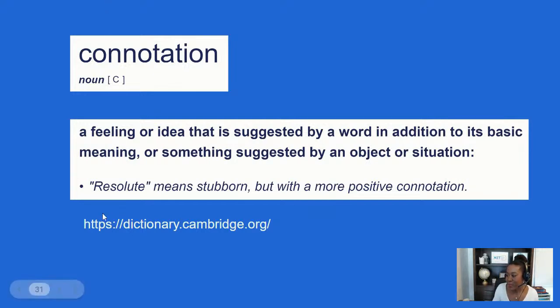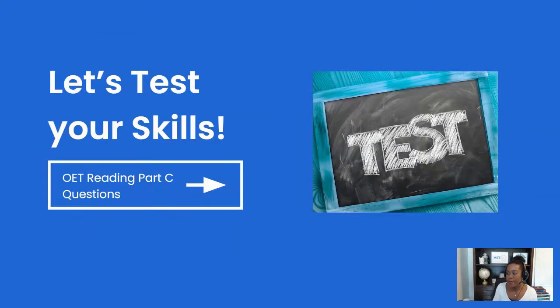Okay, for example, if you were to describe someone as resolute, this would be focusing on the positive aspects of maybe being a little stubborn at times. So if you said someone was stubborn, well, this just sounds negative. If you say they're resolute, we start to look at this in a positive light. So connotation is important to understand when it comes to the words used.